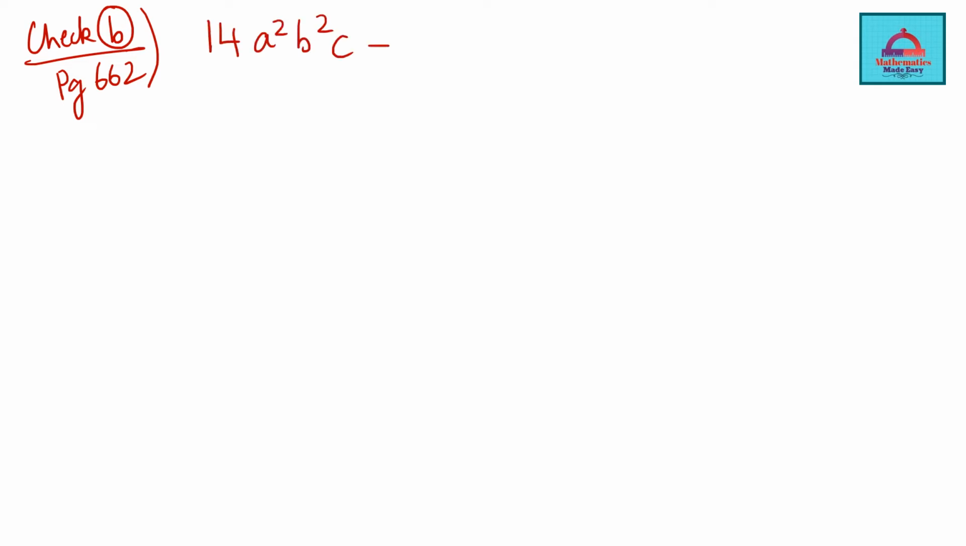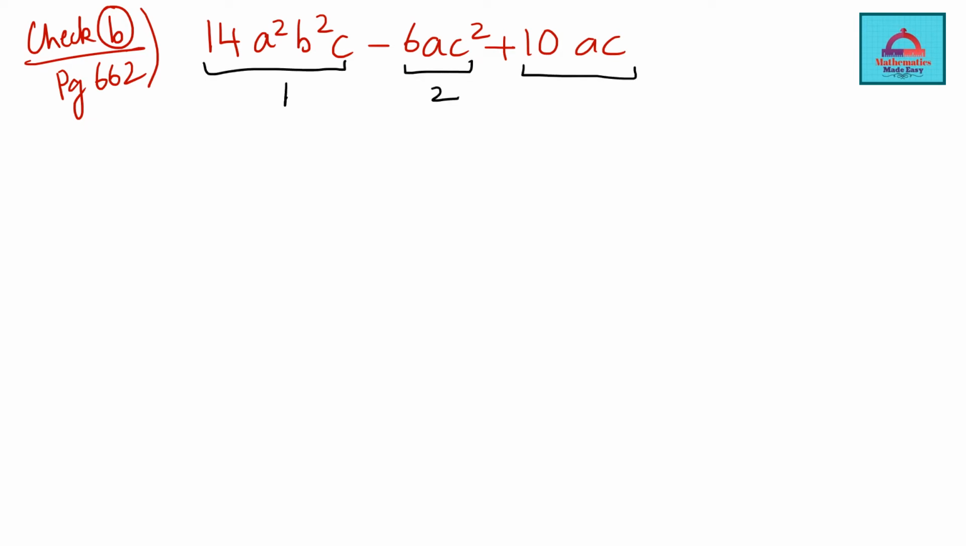The second example that I'm taking is again from the math book. It's from the check. It's B part on page 662 of your math book. So the question is 14 a square b square c minus 6 ac square plus 10 ac. Okay, now count the number of terms. 1, 2, 3. Let's factor it using GCF and distributive property.